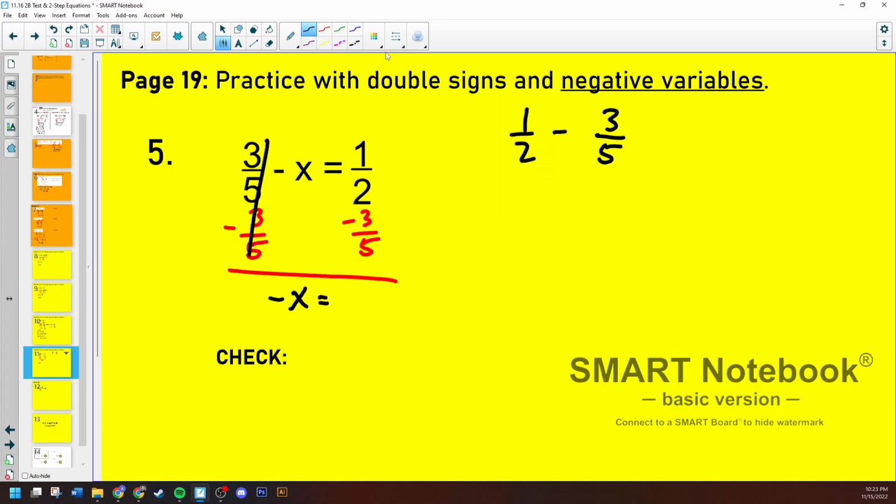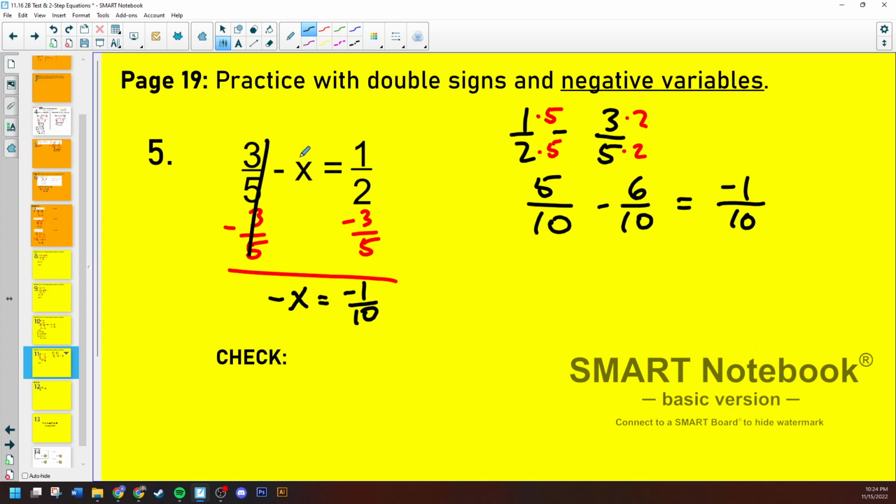I need common denominators. So I'm multiplying this by 5 and 5, multiplying this by 2 and 2 to make a common denominator of 10. So that's going to be 5 tenths minus 6 tenths. Okay, I know my denominator is going to be tenths. Now I'm going to do 5 minus 6, and that gets us negative 1. So my result here is negative 1 over 10.